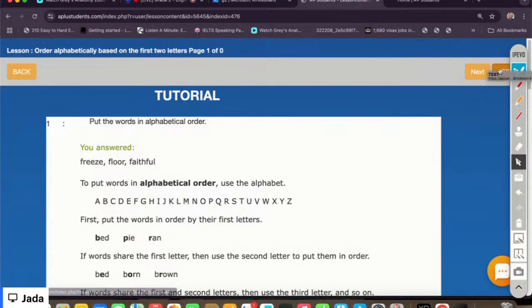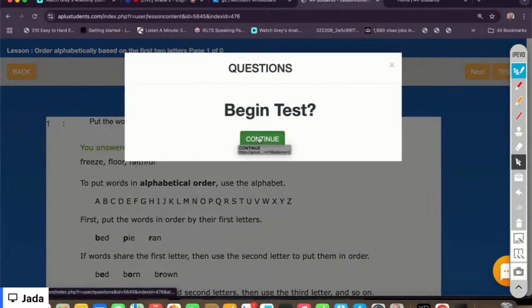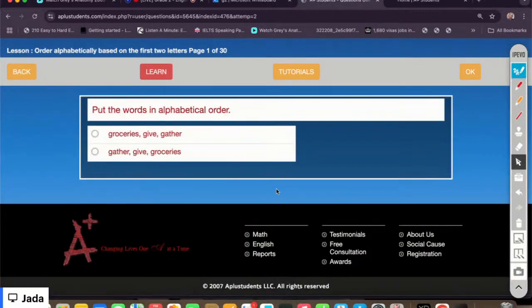Okay, so since we have no questions, we'll move into this one. In this particular lesson, the first letter will be the same, so we have to check the second, okay? So we have groceries, give, and gather. What is the right order for this one?